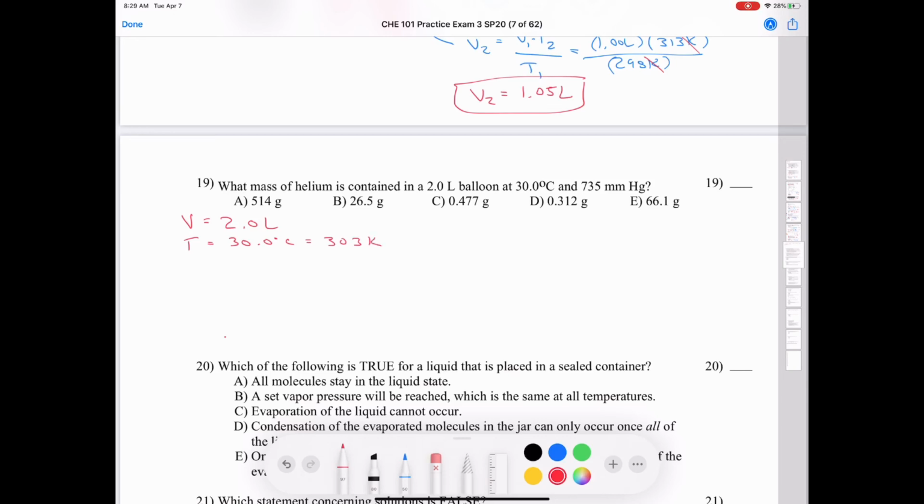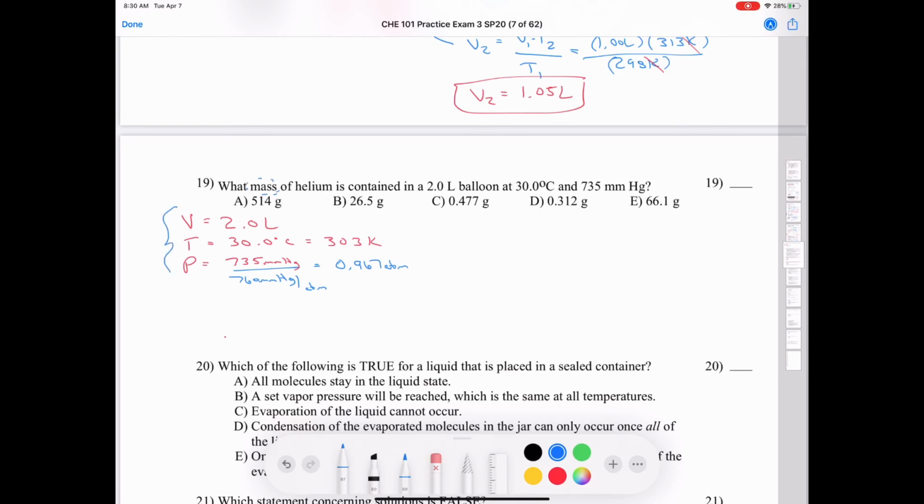And then my pressure is equal to 735 millimeters of mercury. If I divide that by 760 millimeters of mercury per atmosphere, I can convert that into atmospheres, which is the units that I want for my calculations. I'm going to get 0.967 atmospheres. So we have volume, temperature, and pressure, and we're looking for mass.